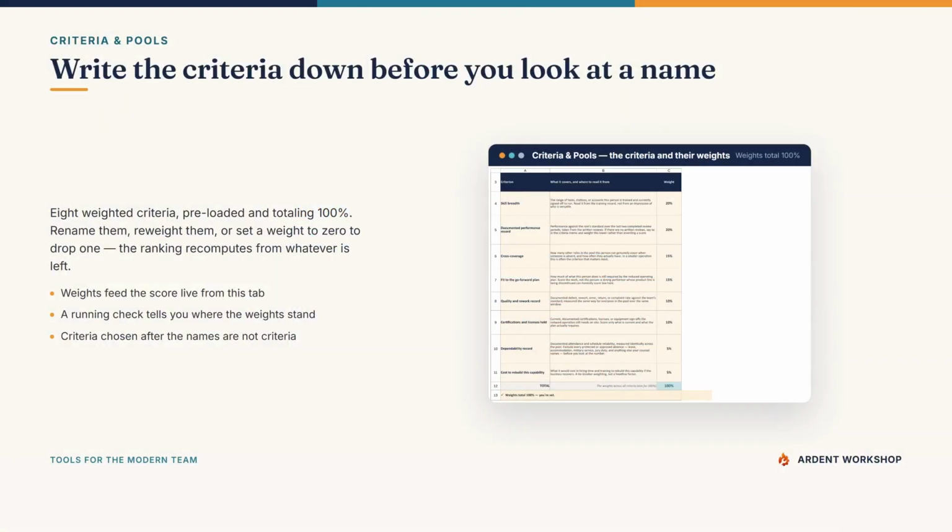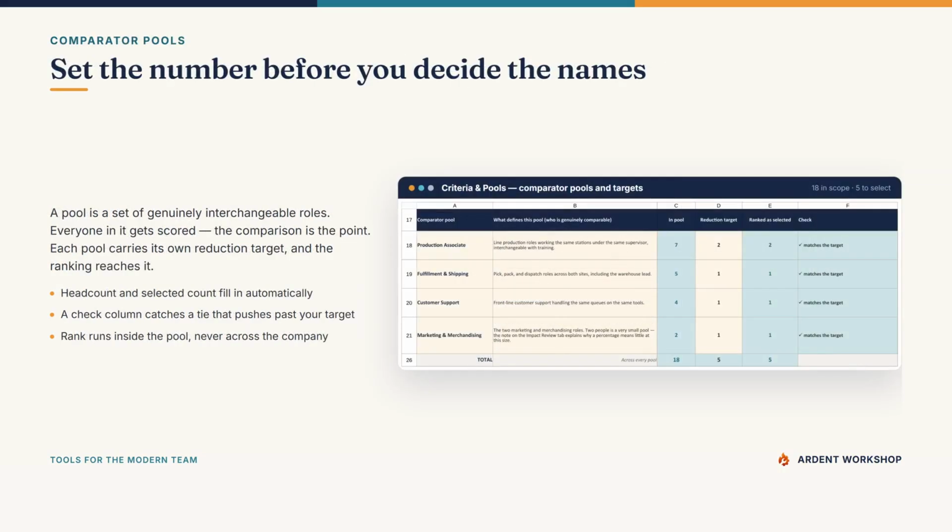It starts on the Criteria and Pools tab, and you fill that in before you look at a single name. 8 weighted criteria come preloaded, totaling 100%. Rename them, reweight them, or set a weight to 0 to drop one entirely. Criteria chosen after you already know who you want to keep are not criteria, and everyone involved will be able to tell. Then you define the comparator pools.